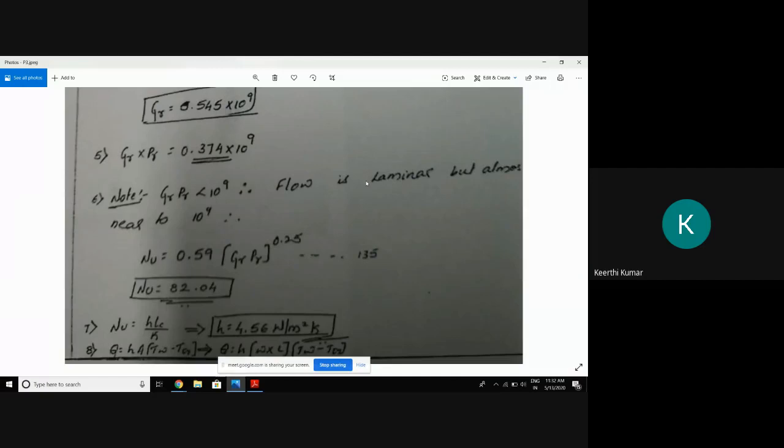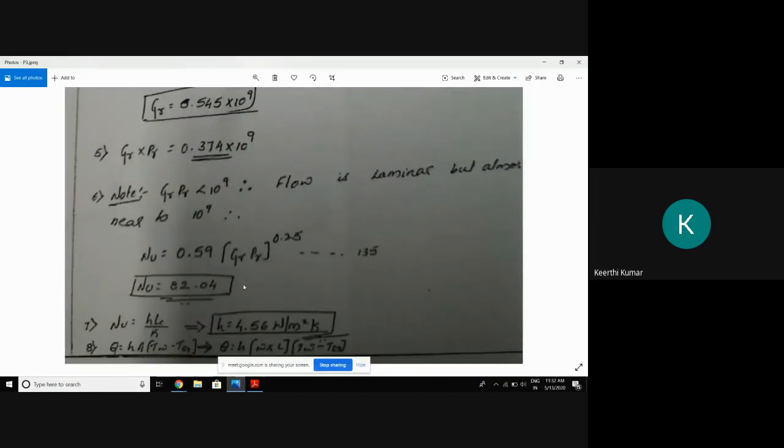So now, hence, I have written a note here. Hence, it is nearer to the turbulent region, I have taken the turbulent formula: 0.59 (Gr Pr) to the power of 0.25. So here in this problem, he has not given whether both the sides are exposed or not. He has not given that, correct? So as Gautam has asked, whether both the plates are exposed or not, without exposing both the sides, I have taken this.